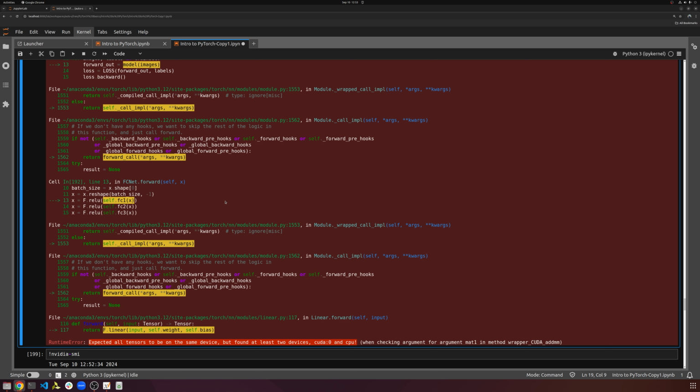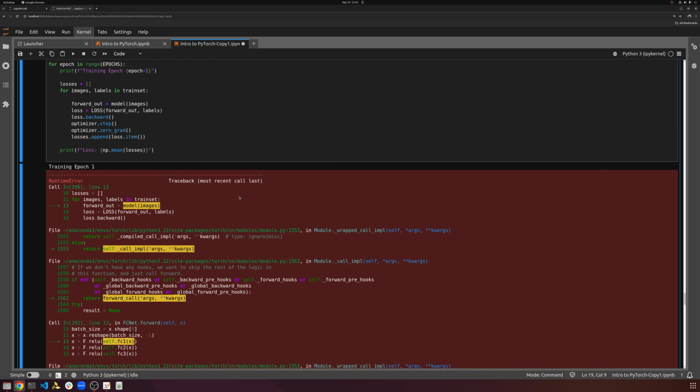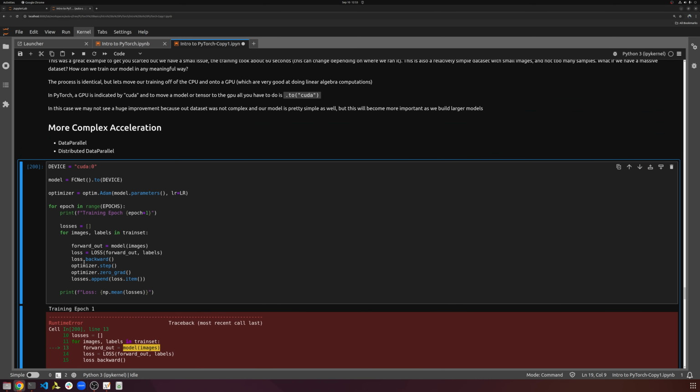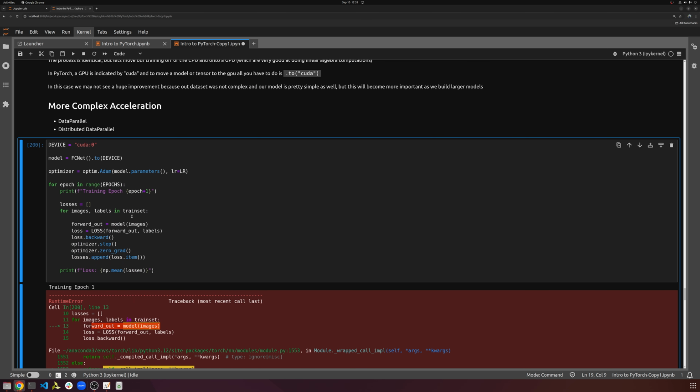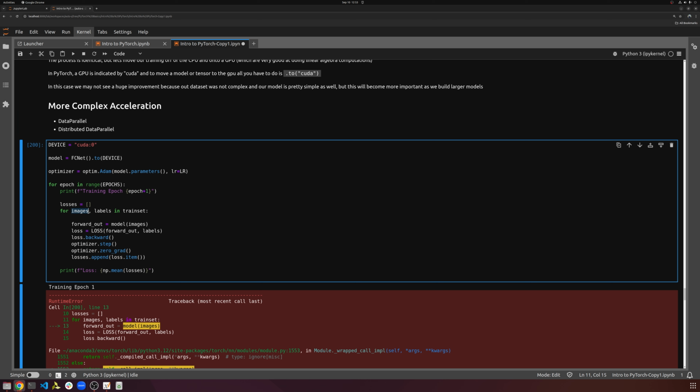All your tensors have to be on the same device before an operation can be made. And so here, when we pass data, notice it's breaking on this line, right? When we're passing data through our model, it's not working. And why is that? It's because our images and labels are still on the CPU, but our model is on the GPU. So we just need to fix that.